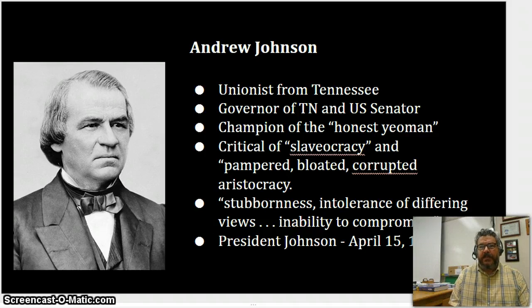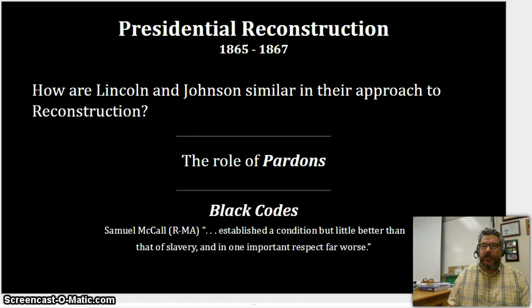He's sworn into office the very day that Lincoln dies, on April 15, 1865. And so now the issue of Reconstruction will land squarely in the lap of Andrew Johnson. So how are Lincoln and Johnson similar in their approach to Reconstruction? Johnson's going to kind of pick up where Lincoln left off.